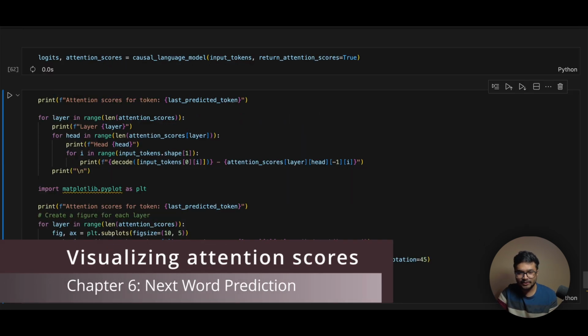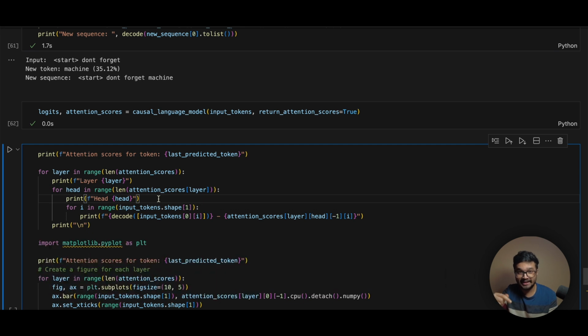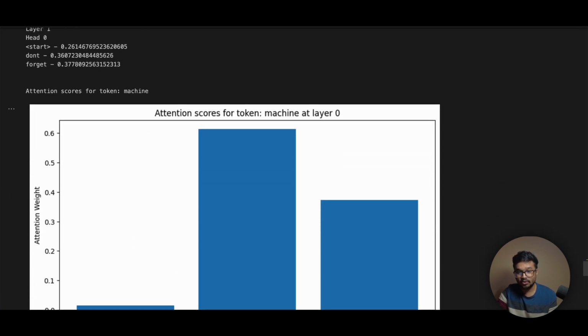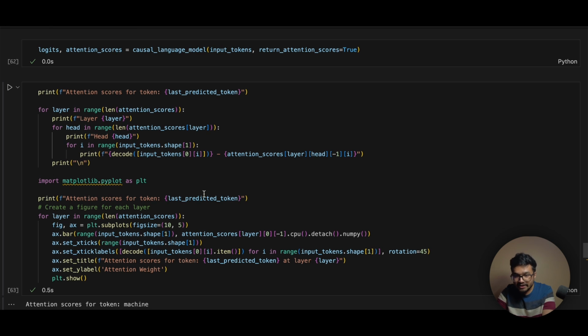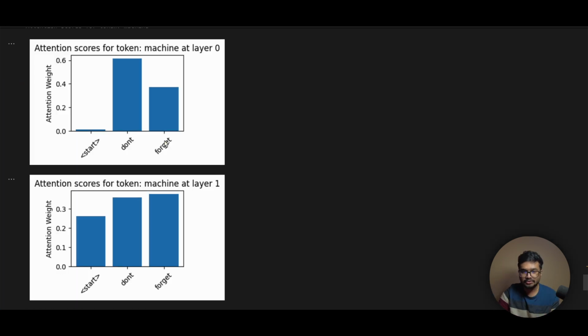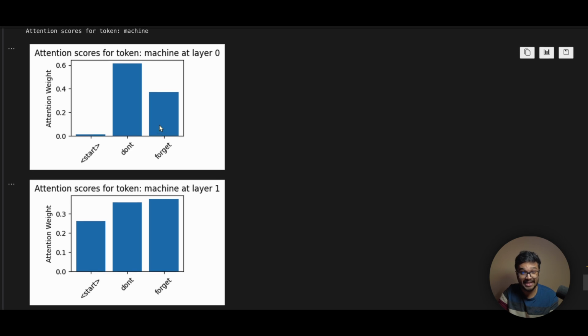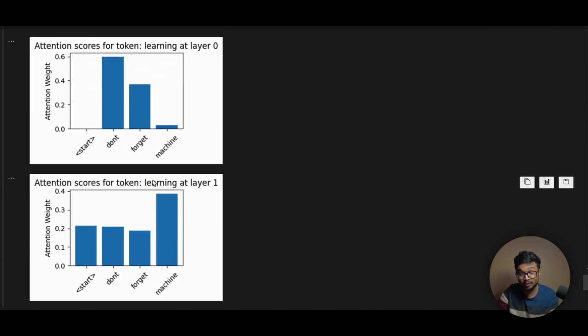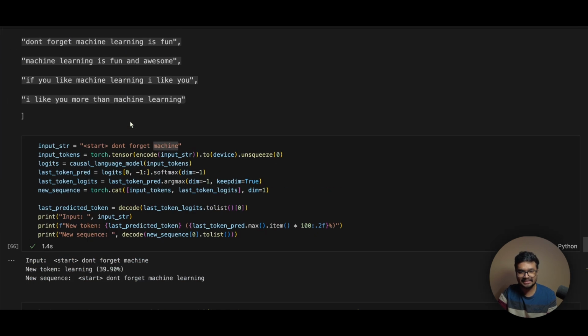Another cool thing we can do with the attention scores that get generated as these models make predictions is to display how they look. For example, while predicting the word machine, it's looking at don't and forget, and when you input don't forget machine to predict learning, in the last layer it gives a lot of attention to the word machine. I guess it uses that to generate the next word. So these are interesting things in my opinion.